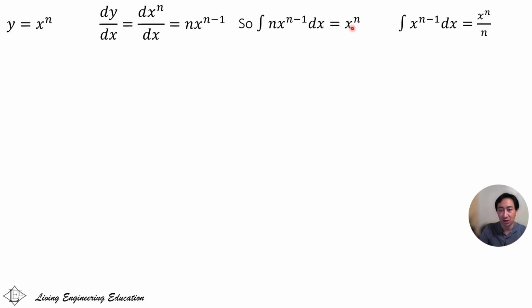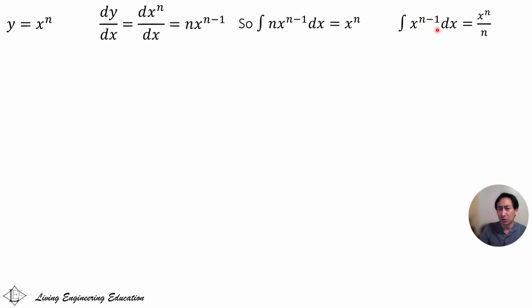I left the constant out there, but that's the idea: the integral of the derivative term is equal to the original function. I could pull the n out, and I could divide by n on both sides, so the integral of x to the n minus 1 dx with respect to x is equal to x to the n over n, right? And this makes sense because if I take the derivative of this, I get x to the n minus 1 times n, so the n cancels out here, then we get x to the n minus 1.